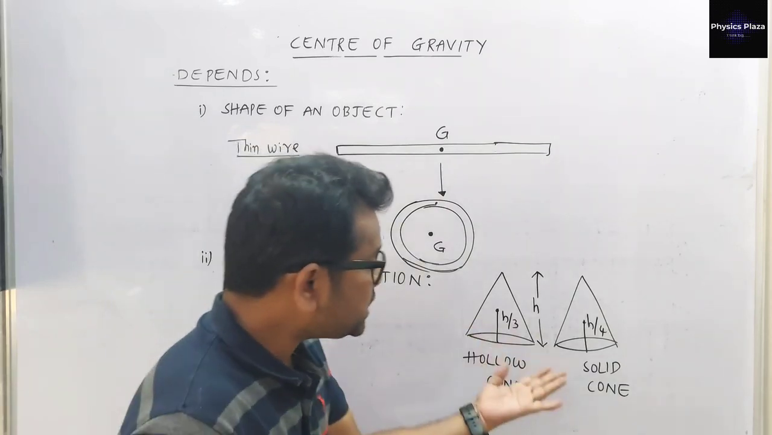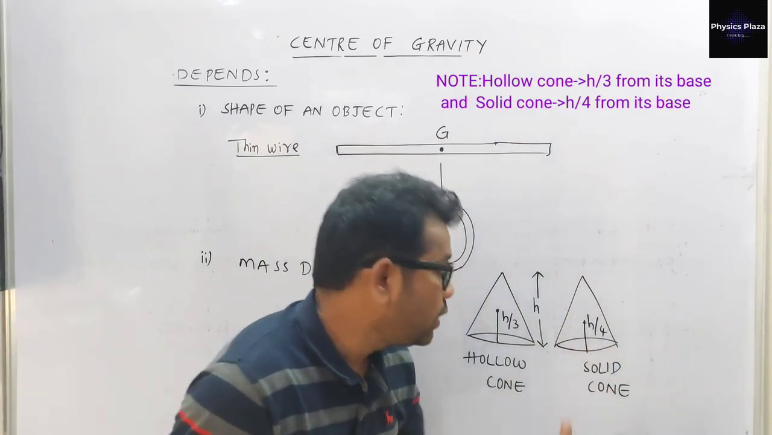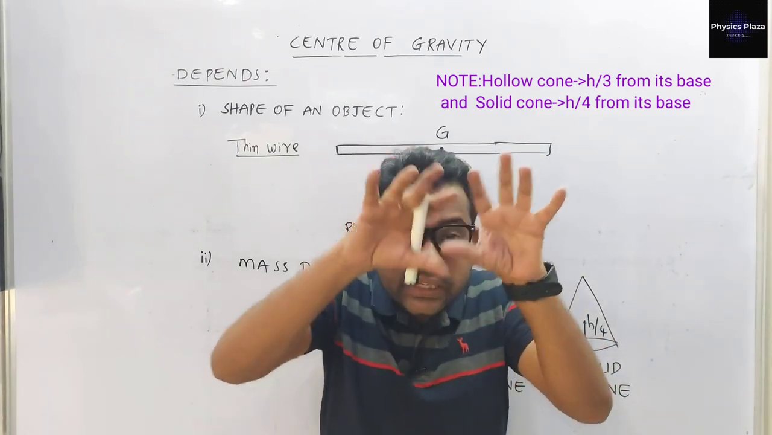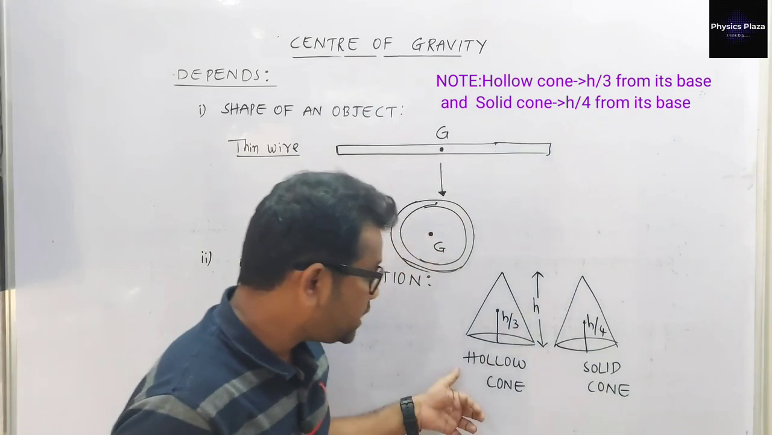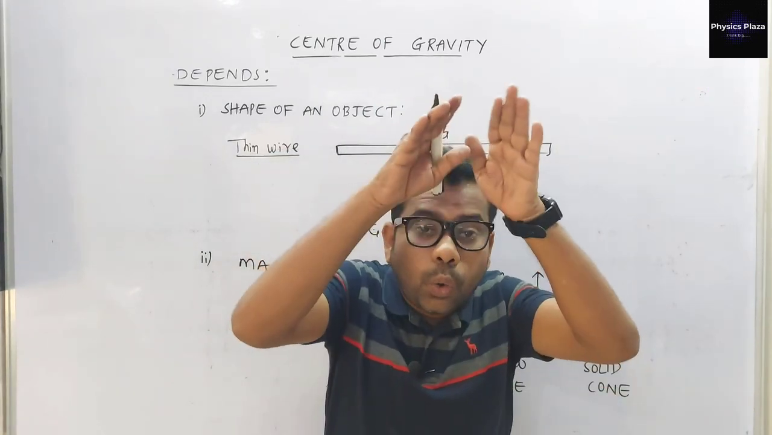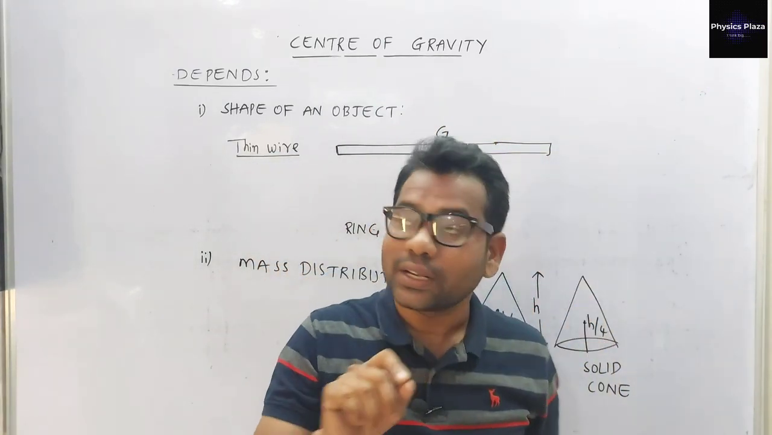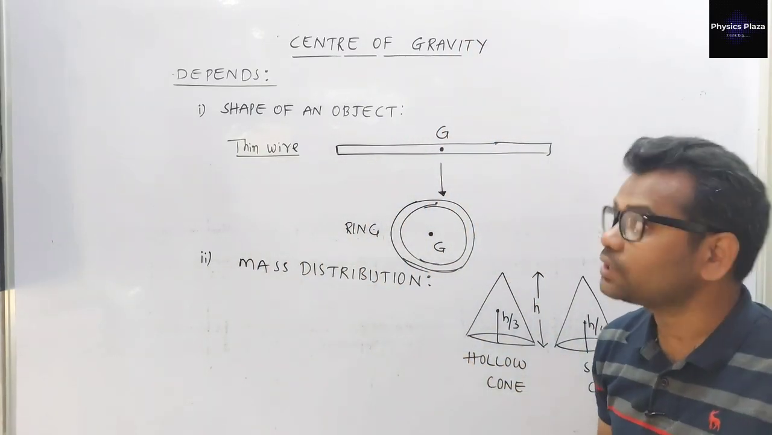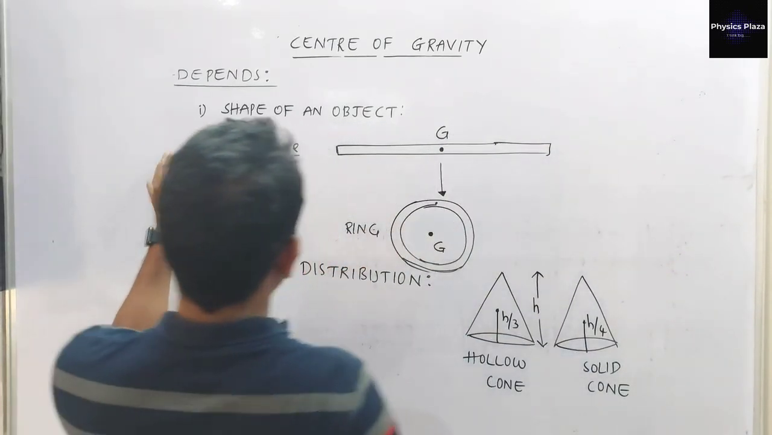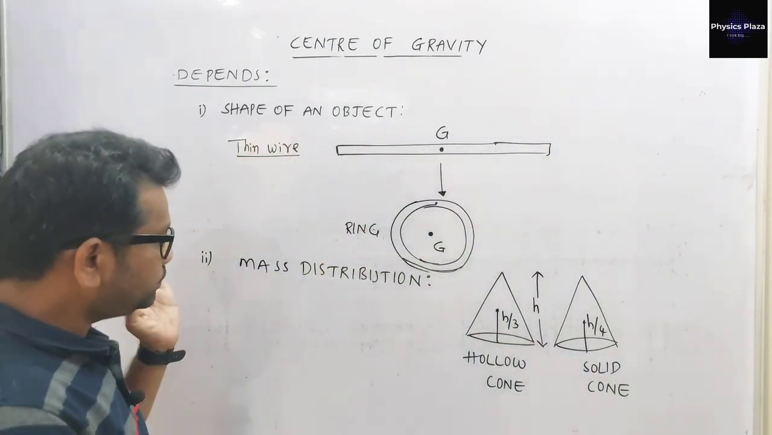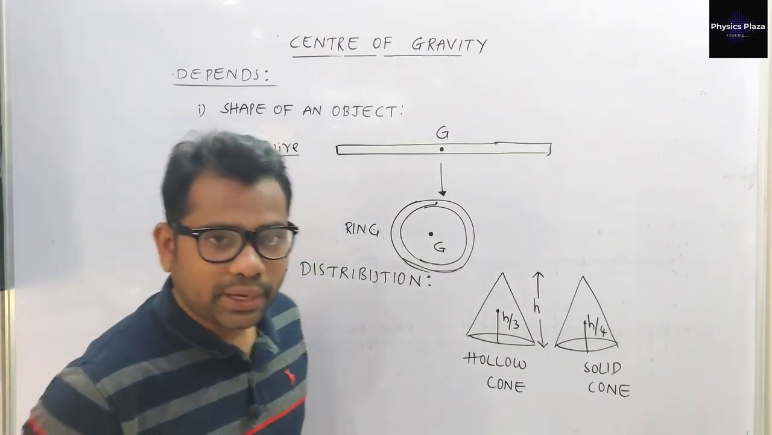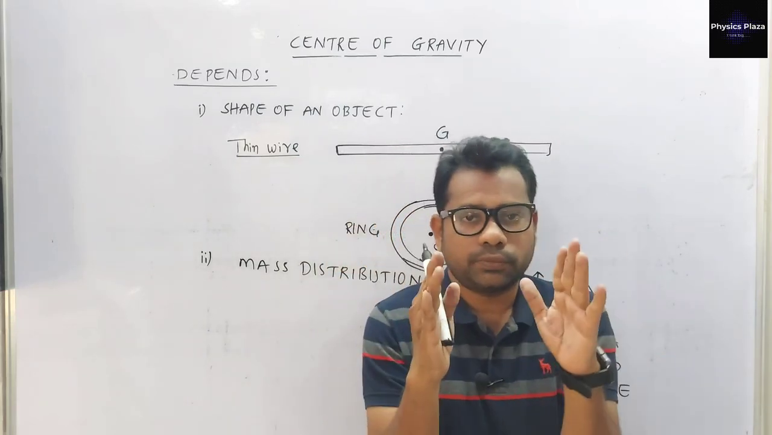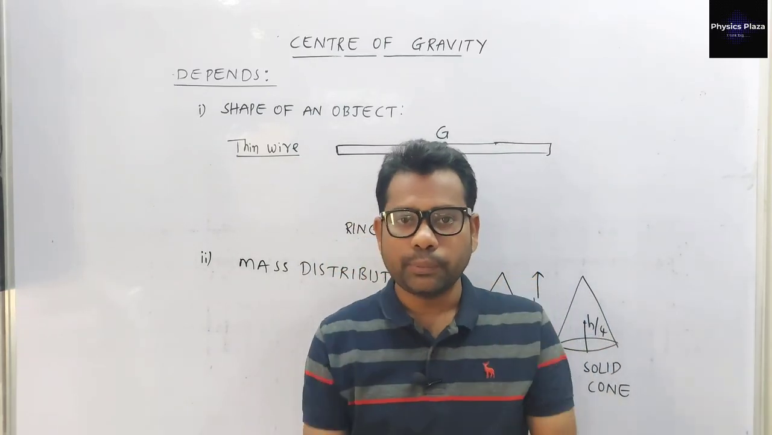Means the center of gravity is situated at a lower height for a solid cone. Why? Because in the case of a solid, inside also mass is distributed, whereas for a hollow cone, mass is distributed only on the surface. So, center of gravity also depends on mass distribution. Am I clear, children? So, center of gravity depends on the shape of an object and also on mass distribution. Fine. Now on screen, I'll show you the center of gravity for some shapes, from the examination point of view. It's very, very important. Kindly note down.